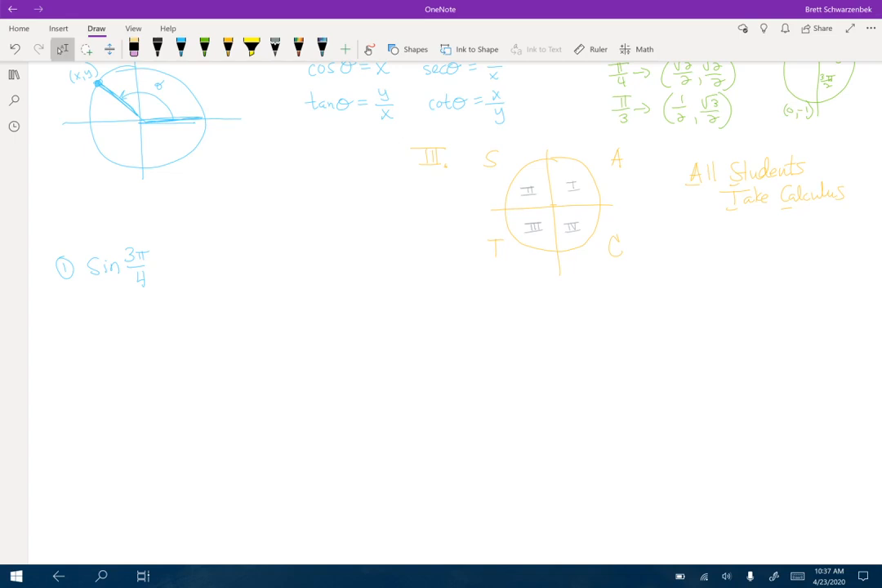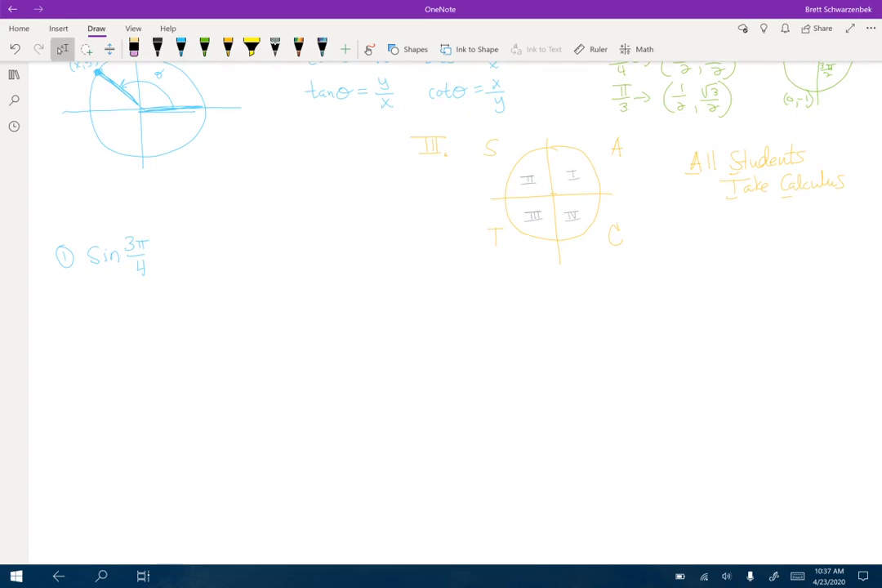If you're taking calc, if you're going further, you should not be using degrees as a crutch. Radians is what's important. So the first thing you want to do is determine where 3 pi over 4 is. The best way I show students to really understand this is to use our basic values. We know this is 0, we know this is pi, right?